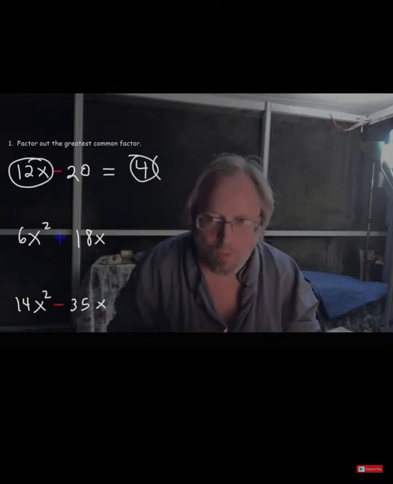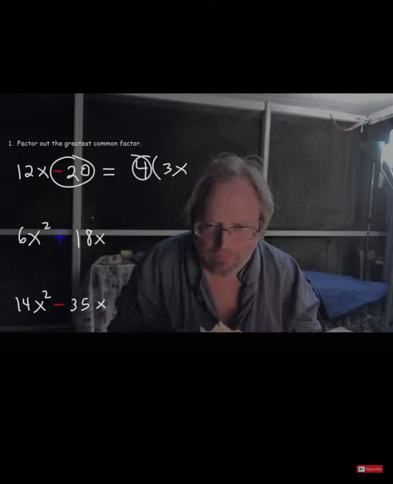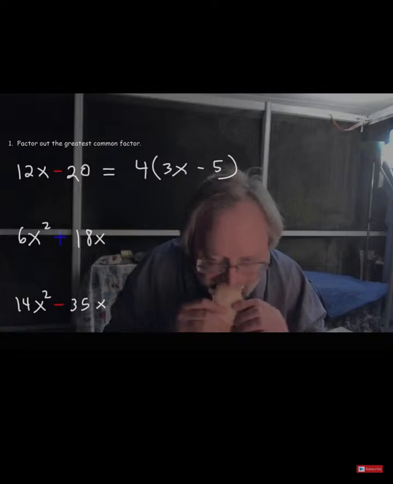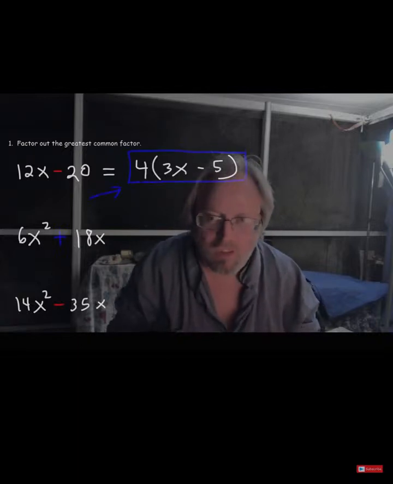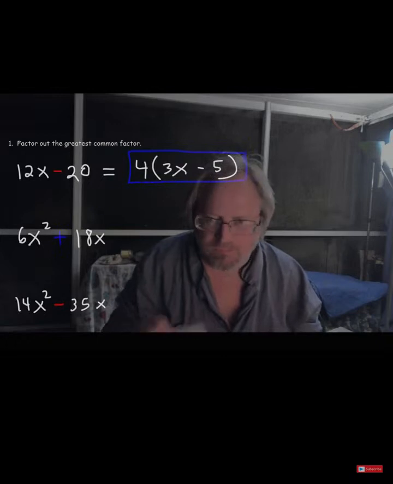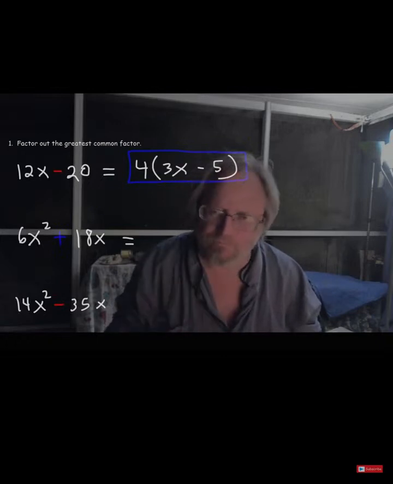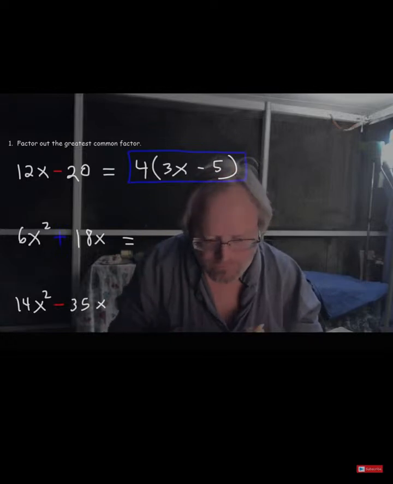12x divided by 4 is 3x. Negative 20 divided by 4 is negative 5. So this is our answer. The GCF that we factored out was 4. Now, let's try the next example. What is the greatest common factor that we can take out?